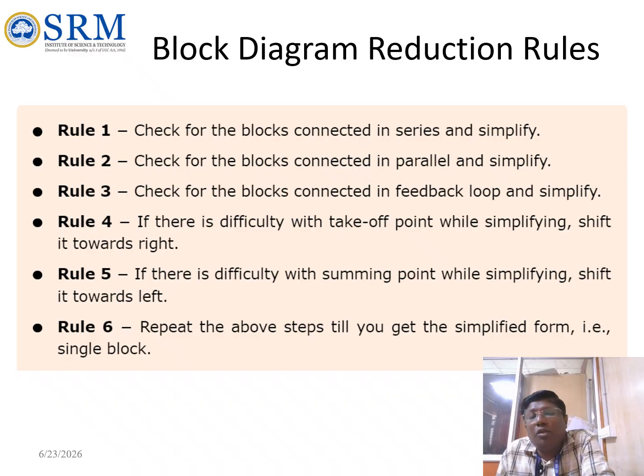So we want the output as a single block relating X(s) and Y(s). We have to follow rules 1, 2, 3, 4, 5 and 6 repeatedly, in such a way that we will be getting one input block as X(s) and another output block as Y(s). From this manner, we can simplify all the diagram, all the blocks, into a simple one. Thank you.